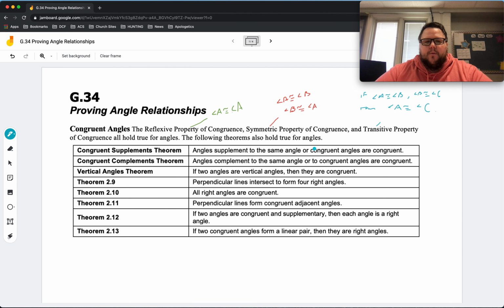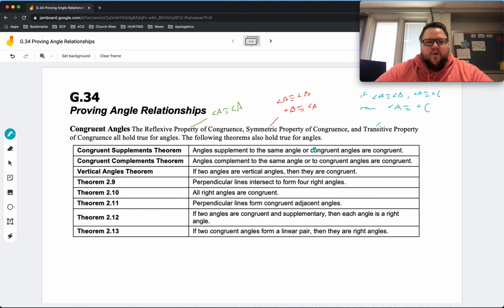So the congruent supplements theorem: angles supplementary to the same angle or to congruent angles are congruent. So when you have two angles and they're congruent to the same angle, then they have to be congruent, is essentially what it's saying. Or when they're supplements to another angle, those two have to be congruent. And the same thing falls for complements. Supplementary angles are when they add up to 180. Complementary angles are when they add up to 90 degrees.